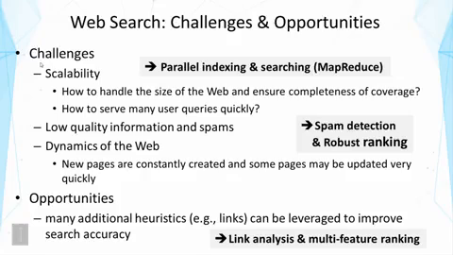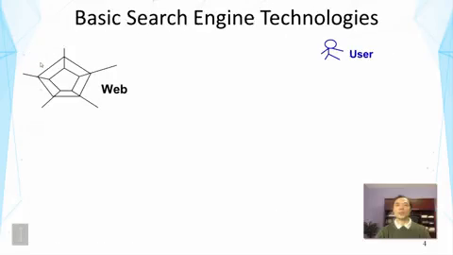And in general, in web search, we're going to use multiple features for ranking, not just link analysis, but also exploiting all kinds of clues like the layout of web pages or anchor text that describes a link to another page. So here's a picture showing the basic search engine technologies. Basically, this is the web on the left and then the user on the right side, and we're going to help this user to get access to the web information.